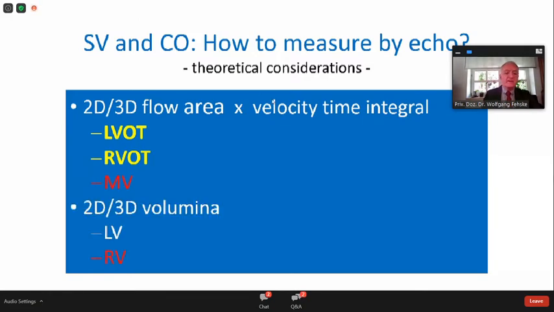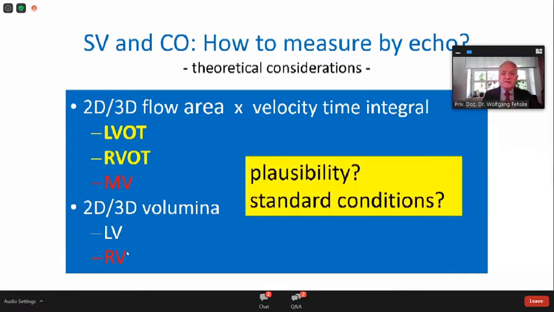And the second method to do volume measurements is that we do it with volumes of the left ventricle, perhaps in some cases of the right ventricle, but also, as I told, for the area of the mitral valve inflow region. I do not really believe that it can be used for routine work. So we always have to ask in all that we do if it is plausible, and we need to know the standard conditions where these measurements can be done in a serious way.